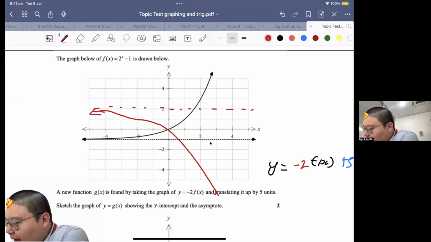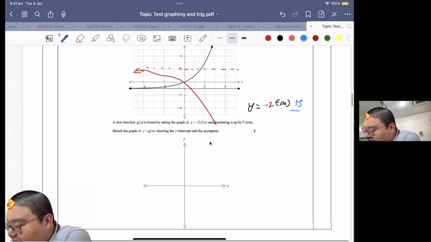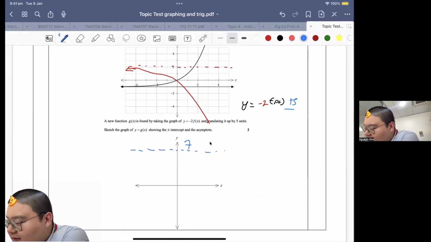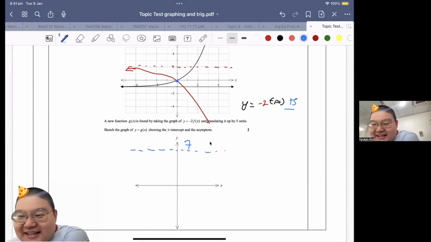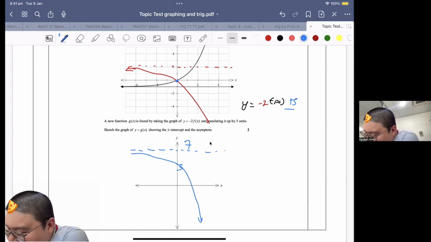Now, I raise it by 5. They didn't give us enough space, because they didn't ask us to sketch on the same thing, right? And then from here, I raise it by 5. So now, what does my horizontal asymptote become? Instead of 2, it becomes 7. And the y-intercept used to be 0, and now it's at 5. And you draw it like this.